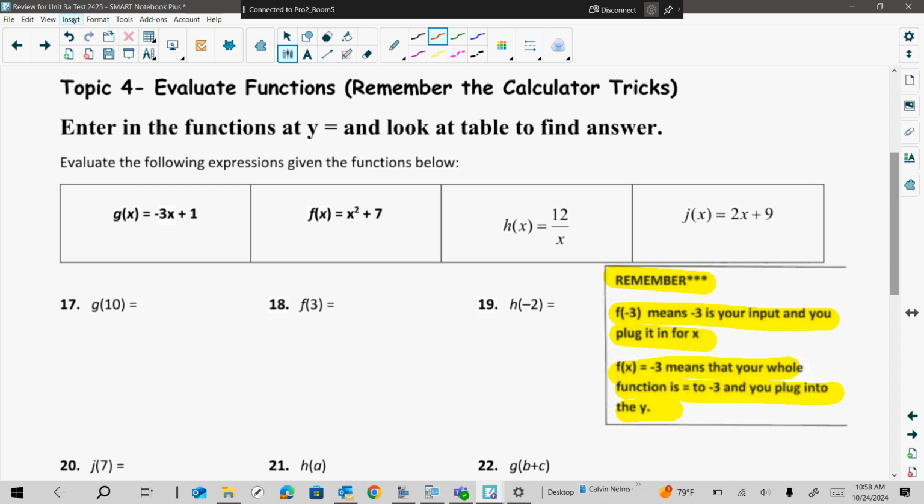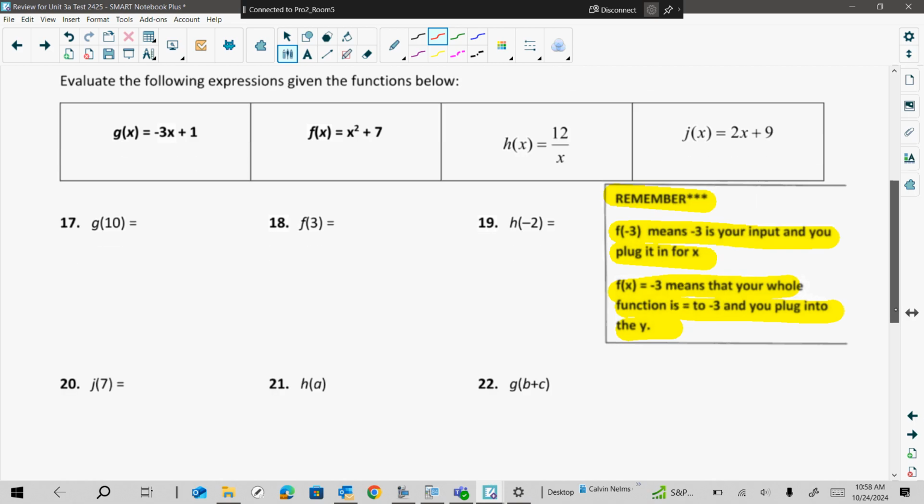The second part, like the first part, is solving equations, clearing fractions, decimals, and solving for a variable. Okay, now we're getting into functions. So you have to either use your calculator trick or plug it in. There's a little note right here. I would make sure you know this, understanding how to read it.